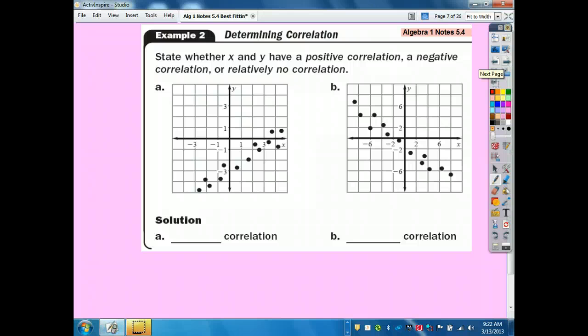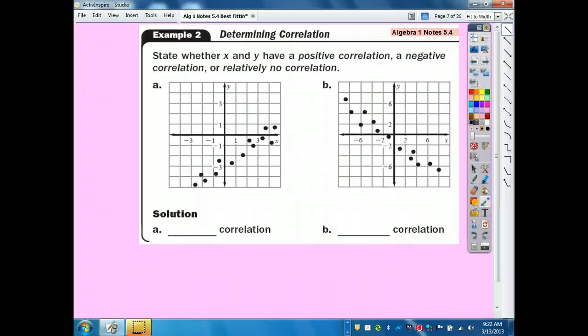All right, example number 2. State whether x and y have a positive correlation, negative correlation, or relatively no correlation. What about this one? Positive. Let's see. If I were to go through a point somewhere, how's that? Pretty good point right there. Oops, not that one. That's an extra one. So that would be a positive correlation.